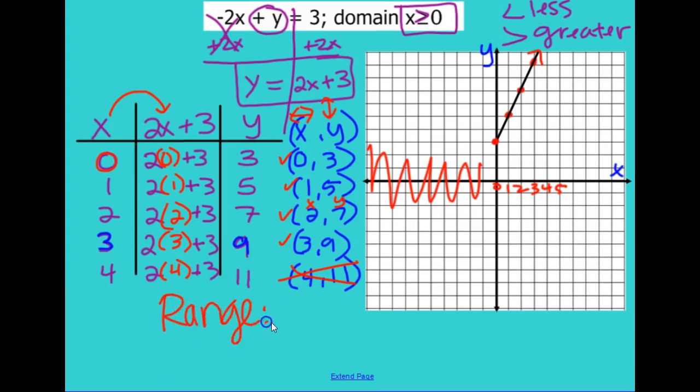So last, our range is our y values. So our x's started at 0 and went positive. Our y's start at 3 and are also going positive. They're greater than, not like an L for less than, greater than or equal to 3.